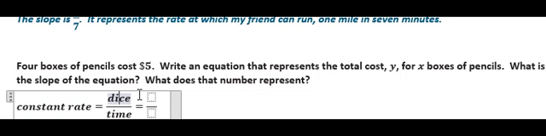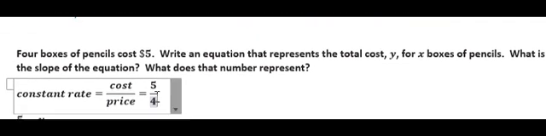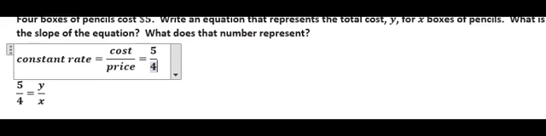It's going to be my cost over my x price. So the given constant rate that I've been given in this problem is a cost of $5 and a price of $4. Great, so when I set up my proportion to compare, create my two variable equation, I have that 5 over 4 is equal to y over x. Go ahead and solve this proportion to where it's in terms of y equals, and answer the two remaining questions asked in the problem.